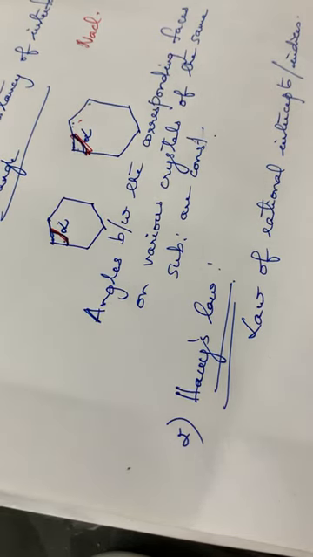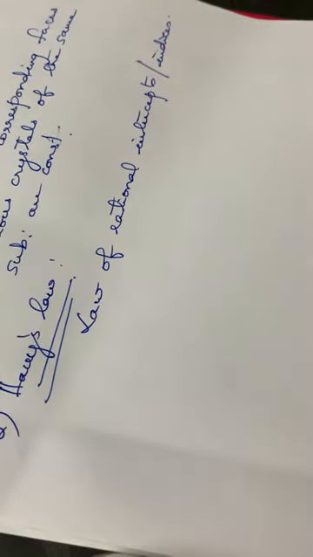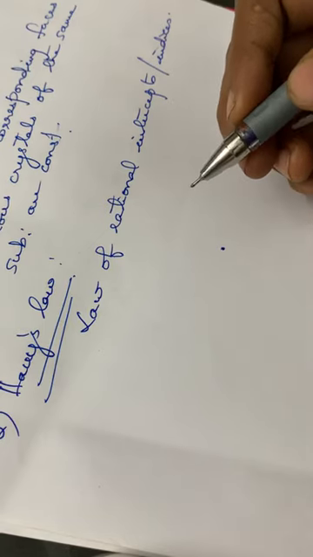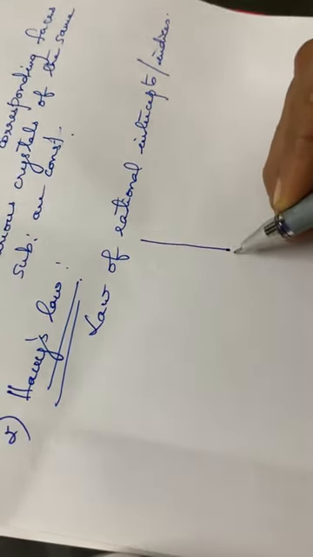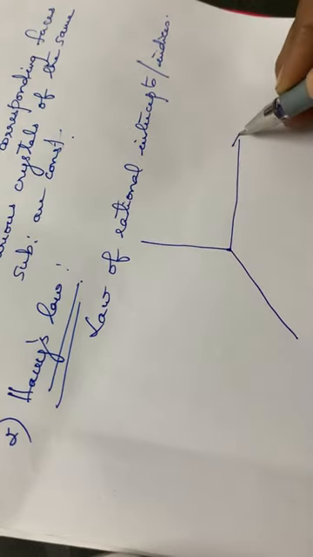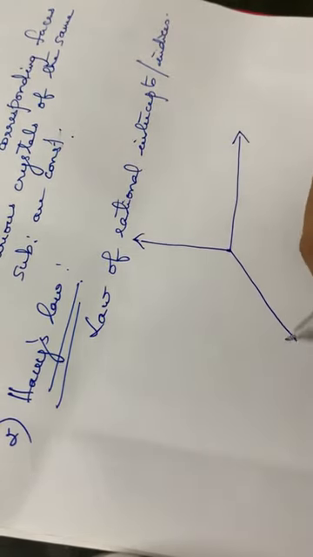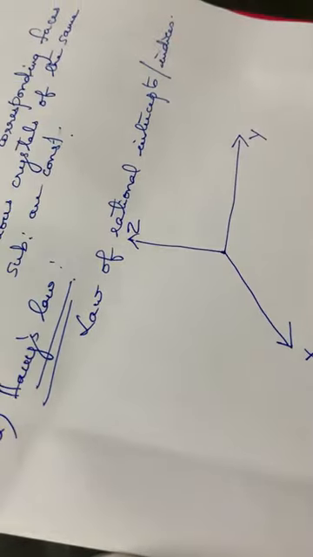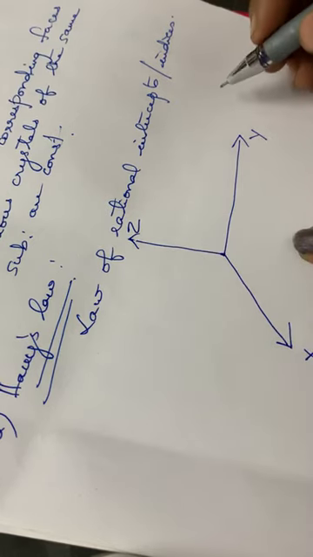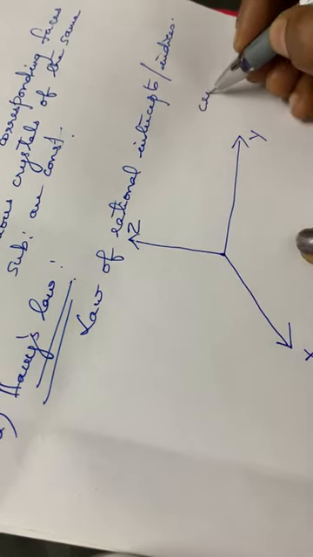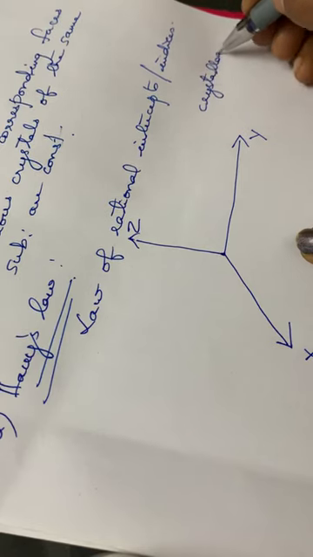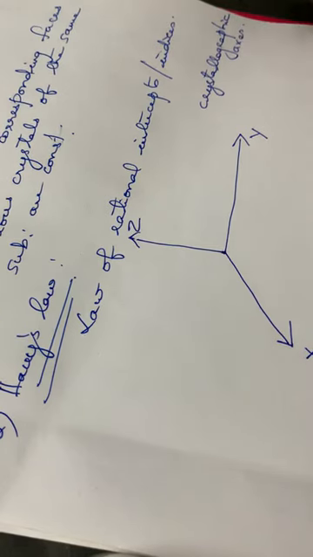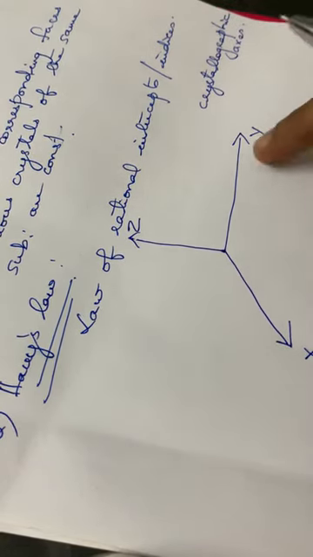Normally, crystals are represented using three axes: the x-axis, the y-axis and the z-axis. So normally crystals are represented by three axes, and these three axes, x, y and z, are called the crystallographic axes.